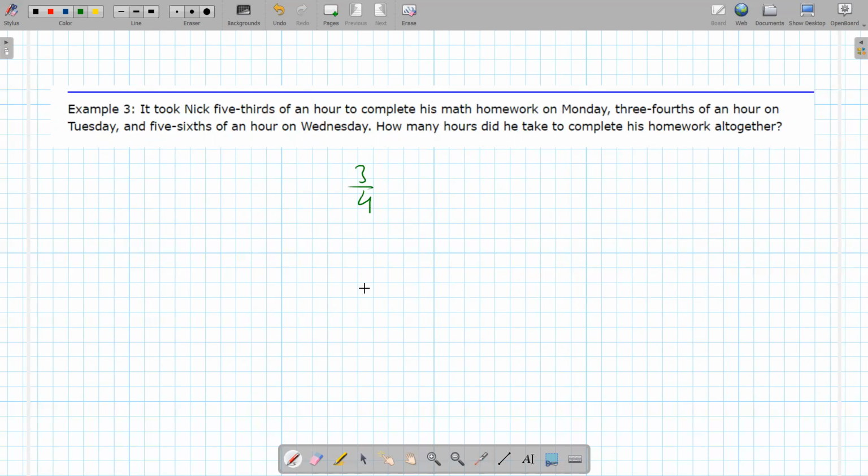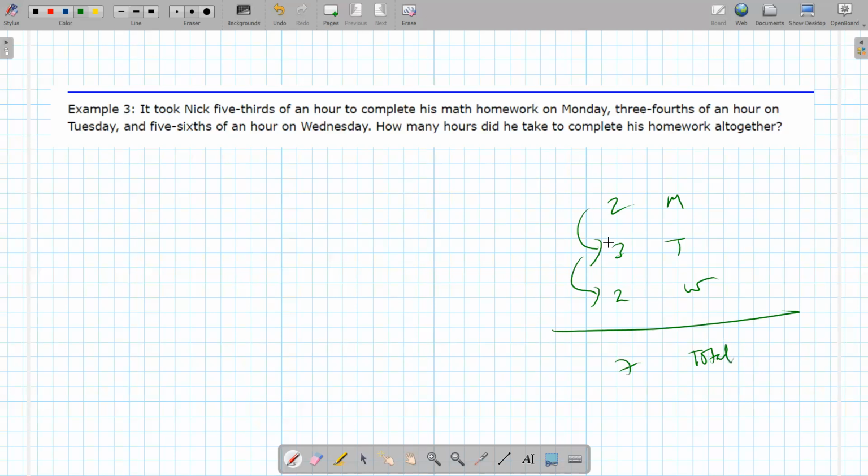Okay. Again, when in doubt, just think about it. There's no subtraction required. If it took 2 hours on Monday, 3 hours on Tuesday, 2 hours on Wednesday, how long did it take? 2 plus 3 plus 2, 7 hours, right? When in doubt, convert them into whole numbers. So here we just simply add all 3 of those fractions together: 3/4 on Tuesday, 5/6 on Wednesday, and 5/3 on Monday.